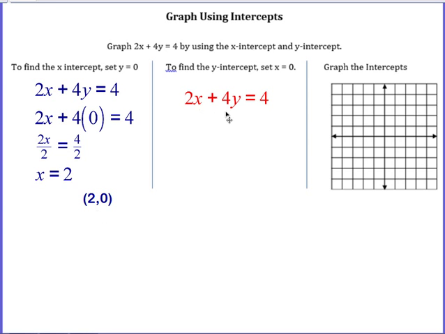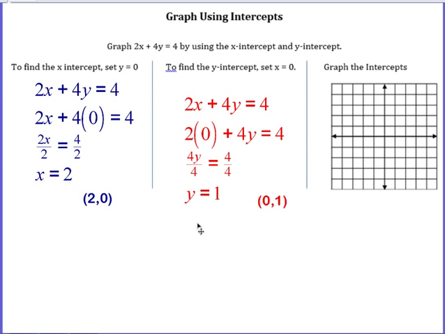Then to find the y-intercept, I'm going to do the opposite. I'm going to set x equal to 0, so I'm substituting 0 in for x. 2 times 0 is 0, so all I'm left with over here is 4y. Then to solve for y, I'm going to have to divide both sides by 4. When I do that, I get y is equal to 1. So that means I have a y-intercept of (0, 1).